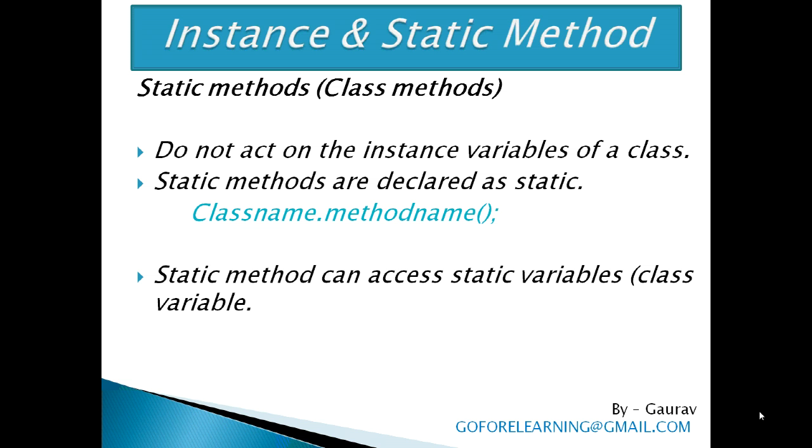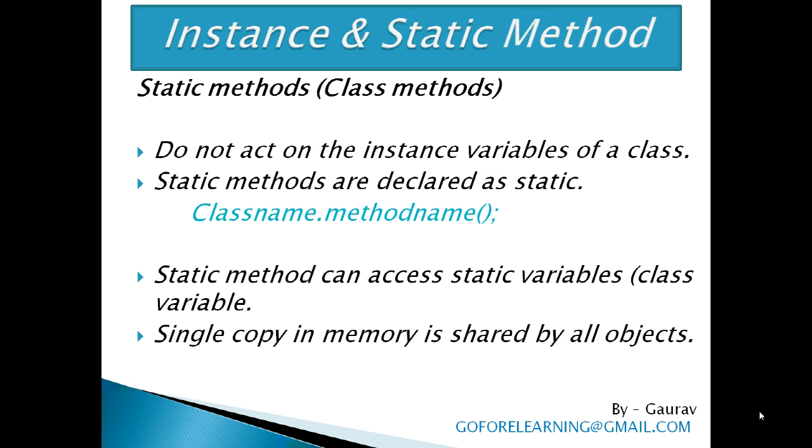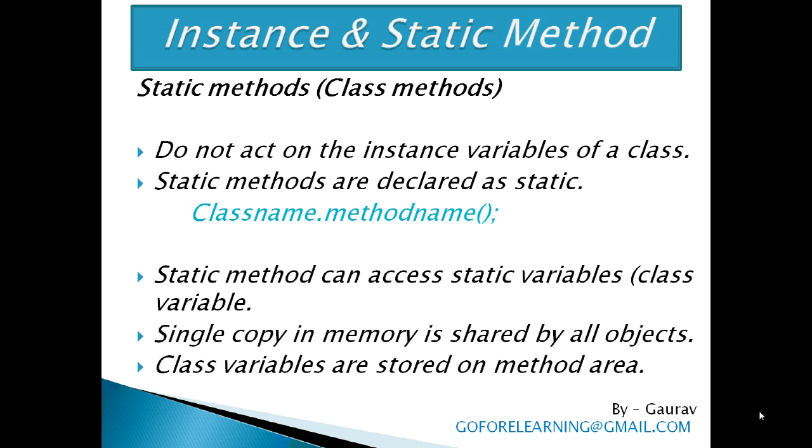A static variable is a class variable and a static method is a class method. A class variable is a variable whose single copy in memory is shared by all the objects. Any modification to it will also affect other objects. Class variables are stored in the method area.